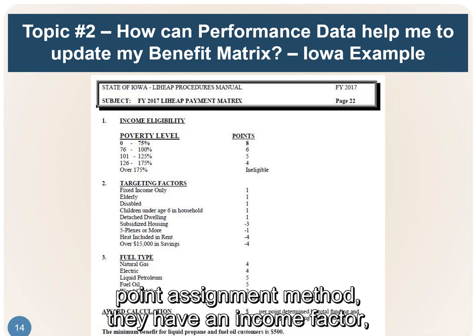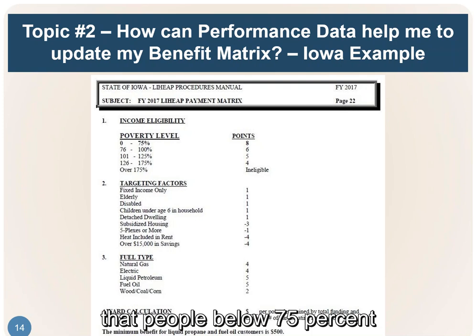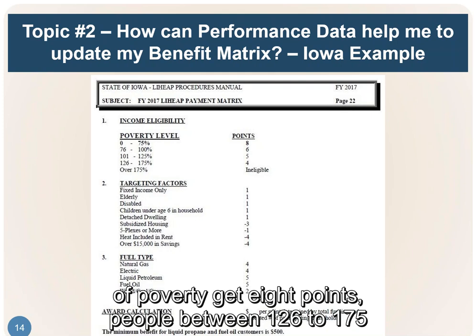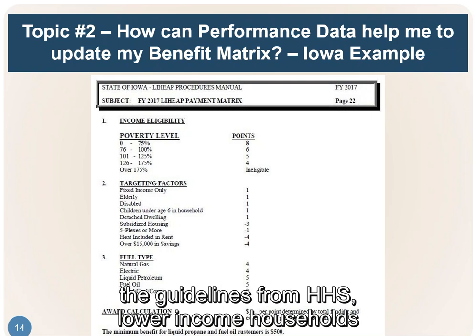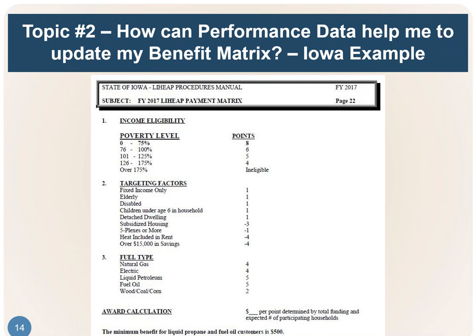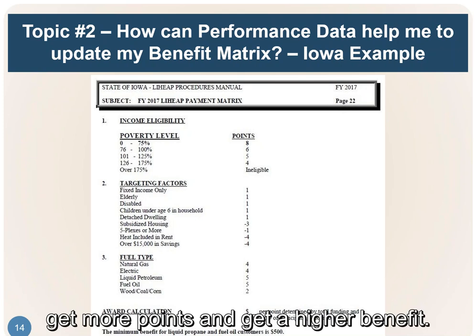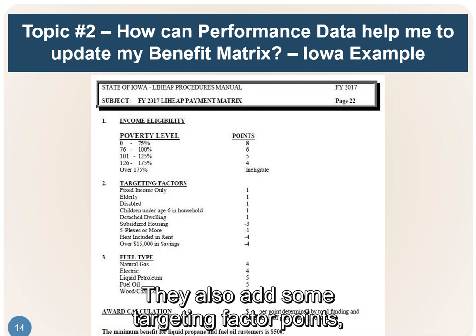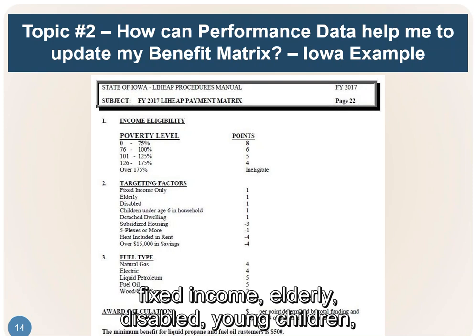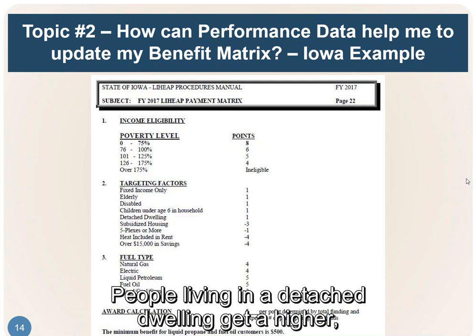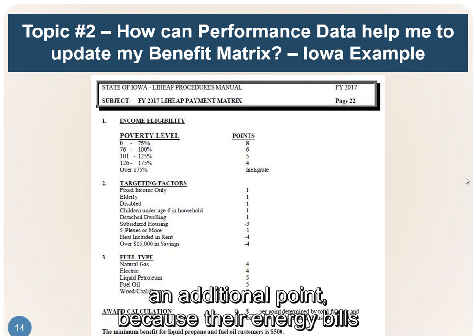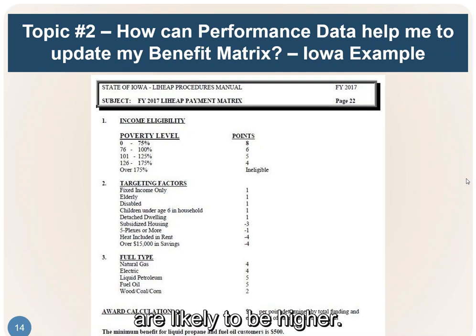They have an income factor that people below 75% of poverty get 8 points. People between 126 and 175 get 4 points. And that's exactly following the guidelines from HHS. Lower income households get more points and get a higher benefit. They also add some targeting factor points. Fixed income, elderly, disabled, young children get higher points because they're vulnerable. People living in a detached dwelling get an additional point because their energy bills are likely to be higher.